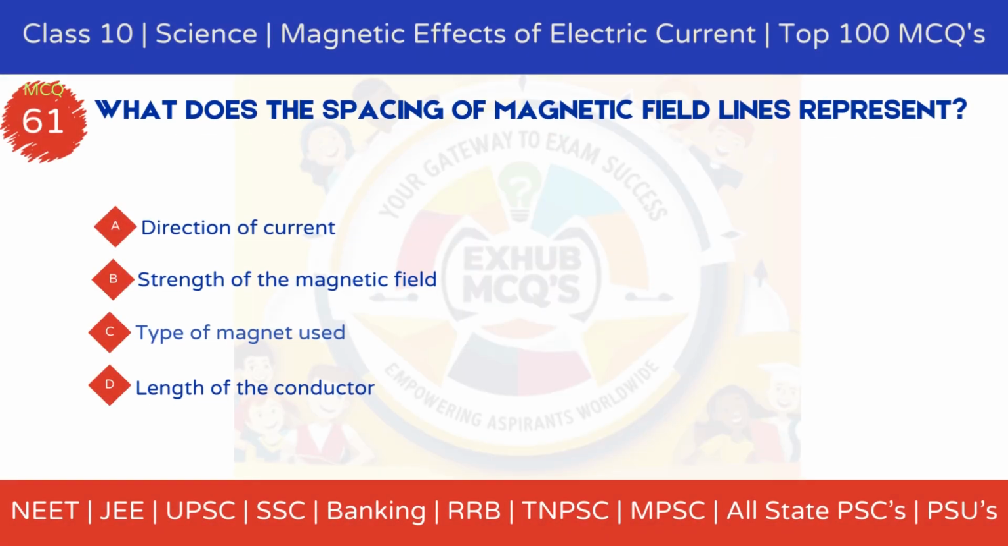MCQ 61. What does the spacing of magnetic field lines represent? Option A, direction of current. Option B, strength of the magnetic field. Option C, type of magnet used. Option D, length of the conductor.